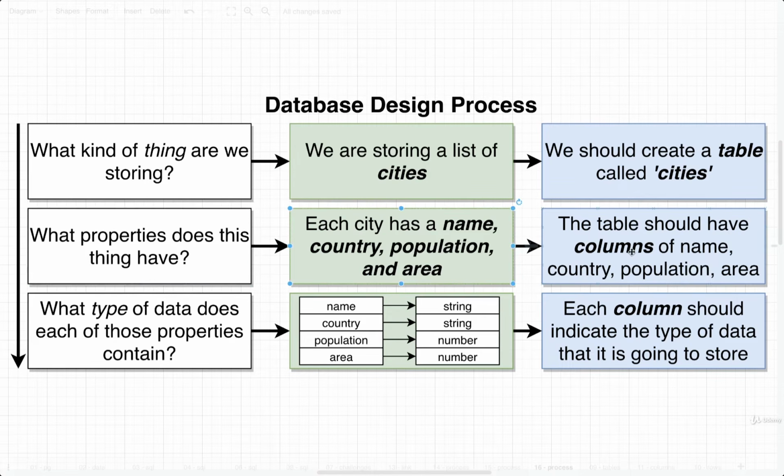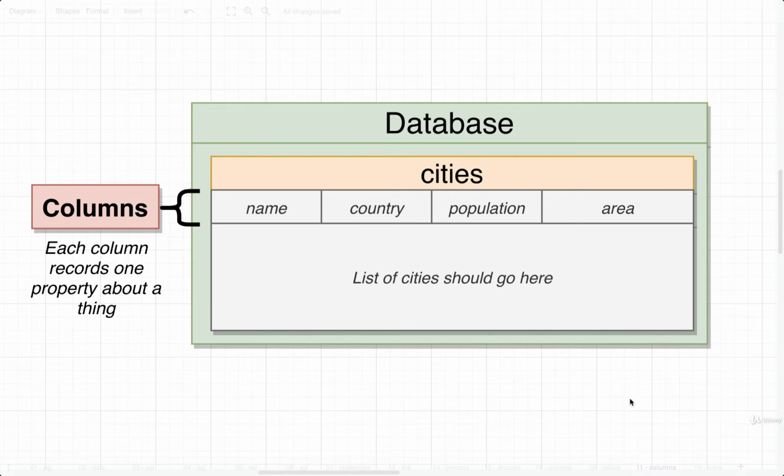Then from this second answer, we're going to take the different properties that each of these cities have and use them to create columns inside of our table. So in our case, we're going to make sure that our cities table has columns of name, country, population, and area. And so if we visualize what that looks like, it'd be something like this right here. So inside of a table, we have many different columns, and each column is going to store some information about a very specific property of some record. Because we want to store the name, country, population, and area for each city, we make 4 columns, 1 for each of those different properties.